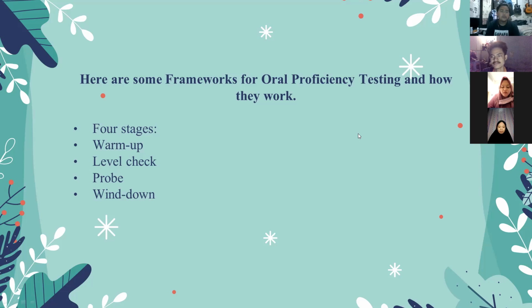And the fourth, wind down. The interviewer encourages the test taker to relax with some easy questions, sets the test taker's mind at ease, and provides information about when and where to obtain the result of the interview. This part is not scored. And before I forget to say, the probe linguistic target criteria are scored. That's enough for me. Next.